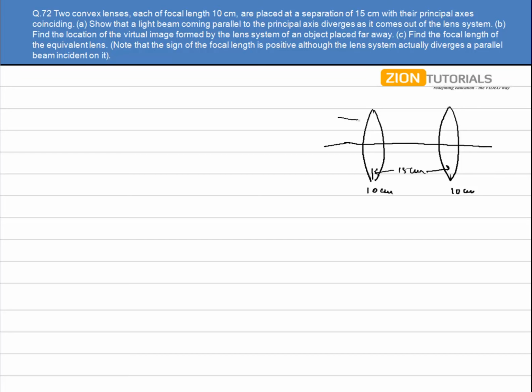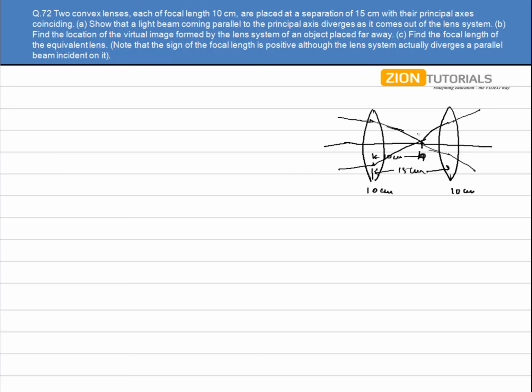So first of all, it is coming parallel to the first lens, so it will be converged at its focus, that is at a distance of 10 cm. Let's say this is my point A, which is at a distance of 10 cm from the first lens. Then all the rays will be converging to this very point, and it will go like this and it will diverge somewhere like this. I'll prove it.